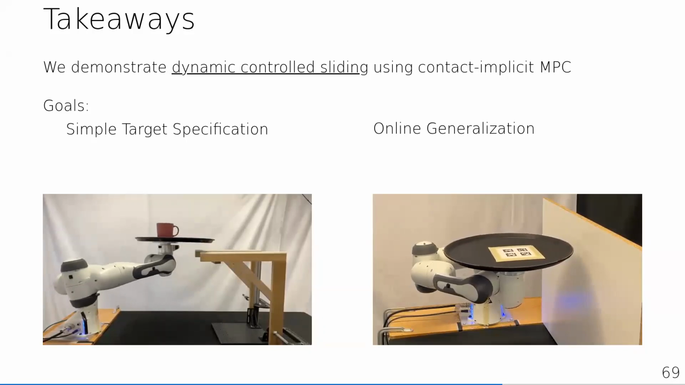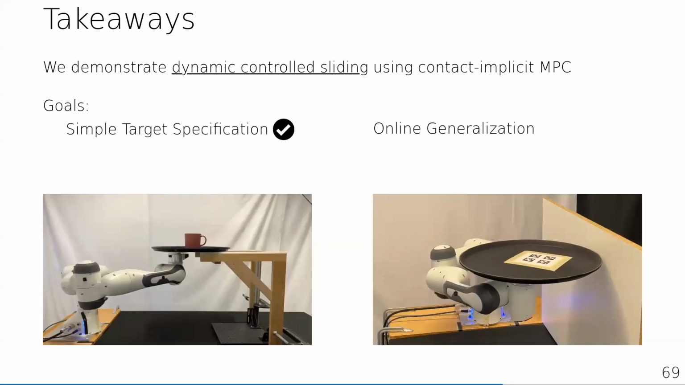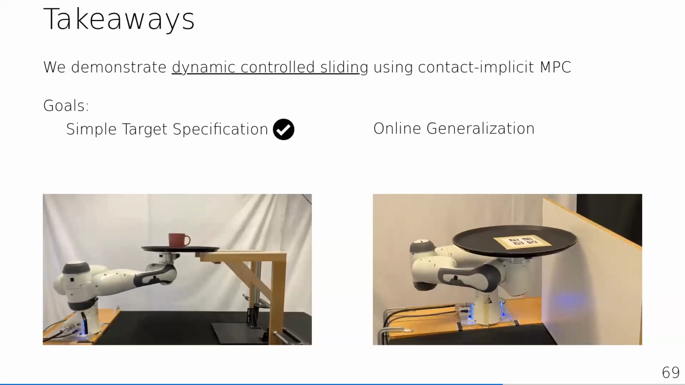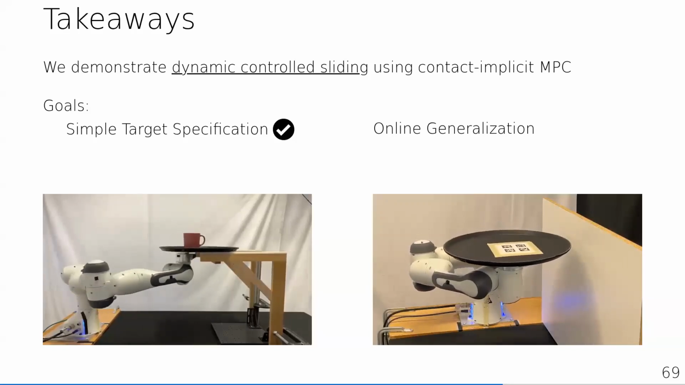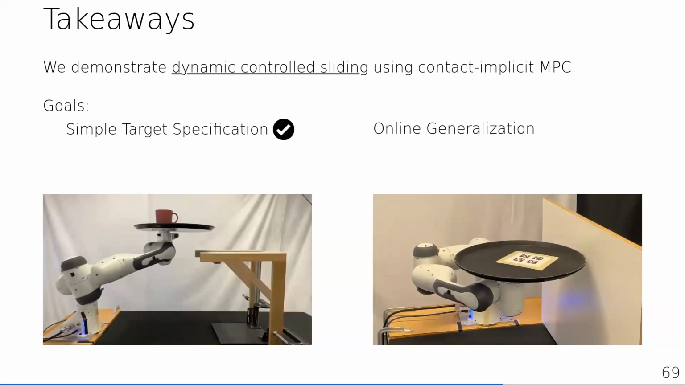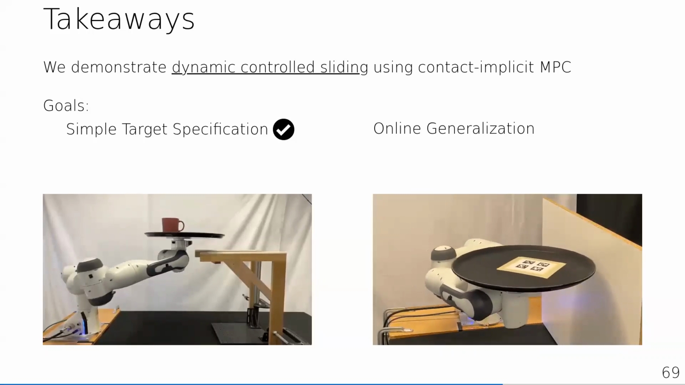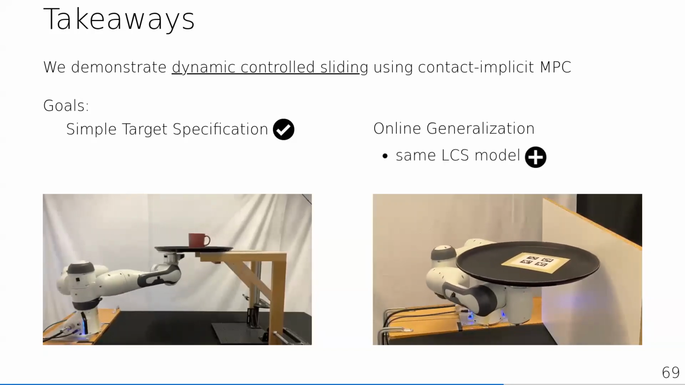We were able to achieve the simple targets, which is three targets for the tray manipulation task, and then a single target for just rotating the tray. For online generalization, our method doesn't rely on any offline generated references or aids such as reference trajectories or motion primitives. And we were able to use the same LCS model across both tasks.